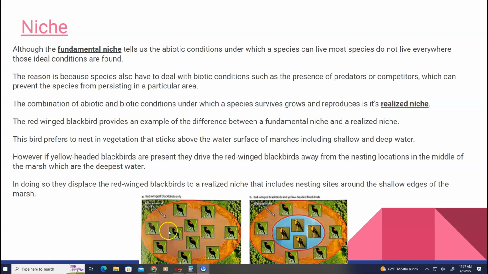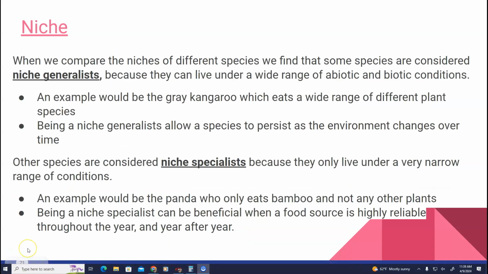So for example, here we have these red-winged blackbirds that live in this area. You can read about that here. The red-winged blackbirds provide an example. This bird prefers to nest in vegetation that sticks above the water surface of marshes, including shallow and deep water. However, if yellow-headed blackbirds are present, they drive those red-winged birds away from the center locations because they're better at competing for those locations. So therefore, the red-winged blackbirds live on the edges of the marsh, which we would call its realized niche.